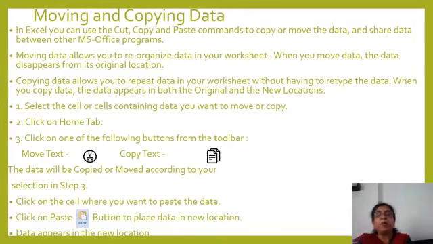The data will be copied and moved according to your selection in step 3. Whatever step you select, it will do accordingly. Click on the cell where you want to paste the data. After copying or cutting, you have to paste the data. For that, from any cell, suppose the data is in column C, column B, and below that you want to put some copied data. So bring your mouse pointer on that.